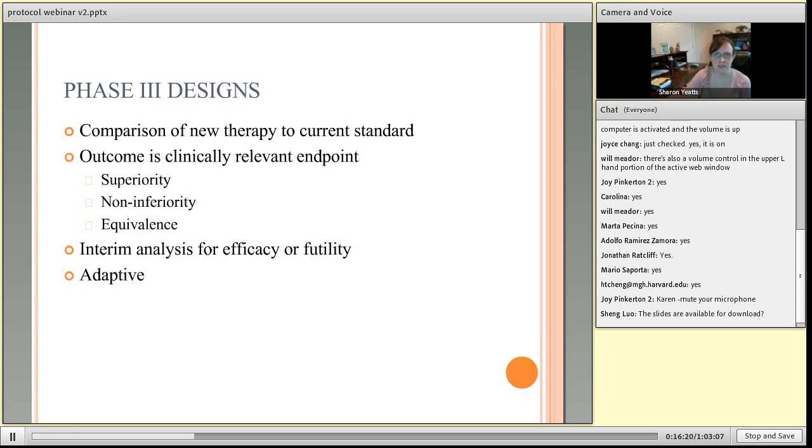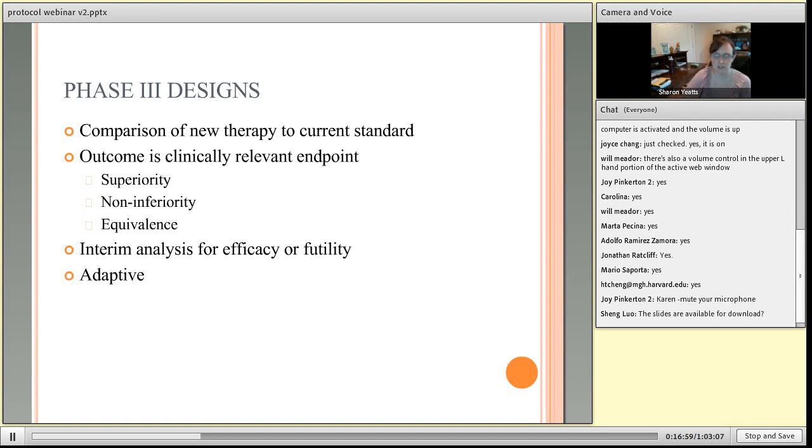And the phase 3 designs, I'm not going to talk too much about. Many of you are familiar with them just from reading the literature. Many of them look very similar. It's often a comparison of new therapy to a current standard, just a 2-arm clinical trial. The outcome is typically a clinically relevant endpoint, although how we look at that endpoint depends on the question we're asking. So it might be a superiority test. For example, if you're familiar with the PROTECT clinical trial, we were testing the superiority of progesterone over placebo in traumatic brain injury patients.